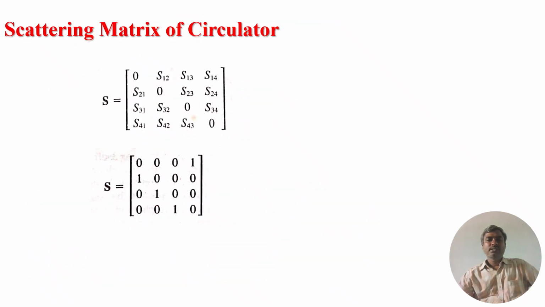As we discussed, the most commonly used circulator has 4 ports. So the scattering matrix will have the dimension of 4 cross 4. In it, only 4 elements have value 1, and all other elements are 0. Let us say S14 is 1, S21 is 1, S32 is 1 and S43 is 1. Remaining all other values are 0.